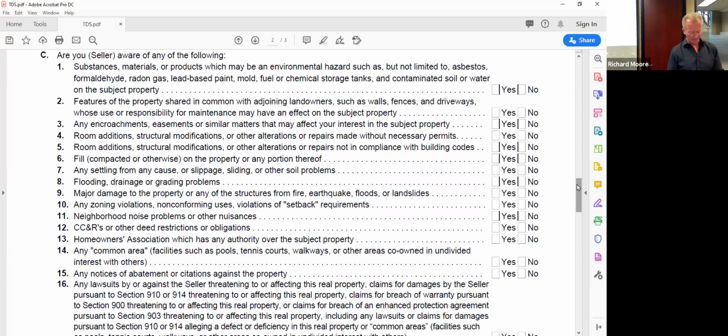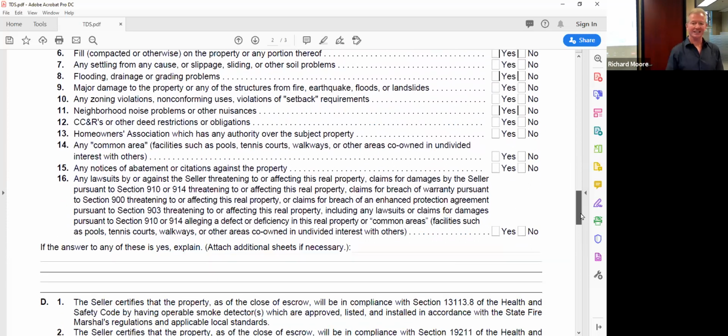Major damage to the property from earthquake, that's a simple one. Zoning violations, non-conforming uses, violations of setback requirements, neighborhood noise problems, or other nuisances. What if there's an airport or flights coming in over the property, for example? And here's 12 and 13, and these are commonly misunderstood.